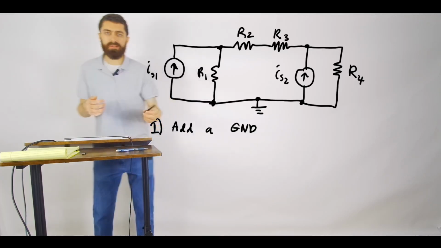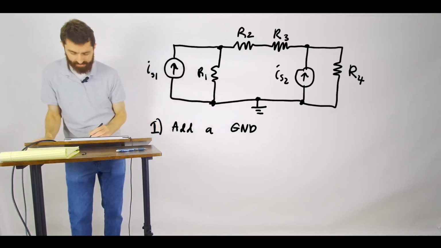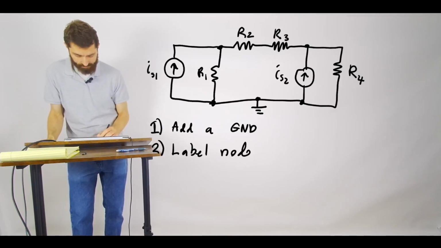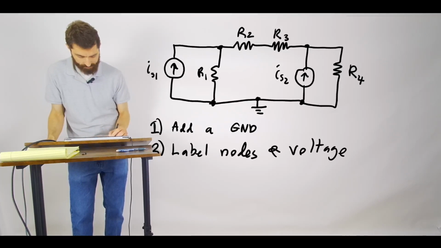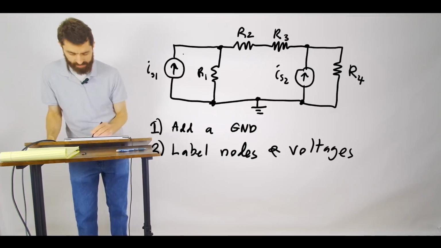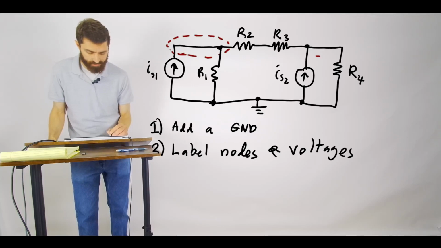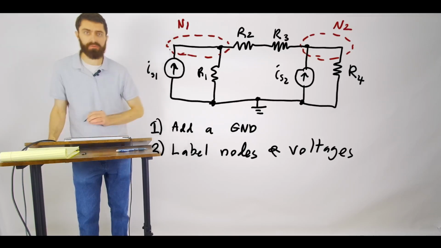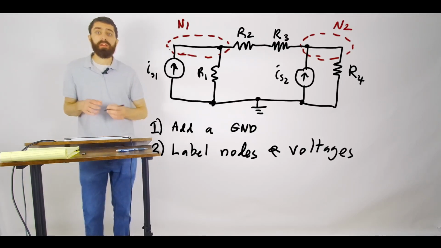And then after that, the next step is label nodes and voltages. So let's label all of our nodes here. We've got a node here, all of them besides the ground node. Then we have a node here. So I'll call that node 1. This is node 2. All right.